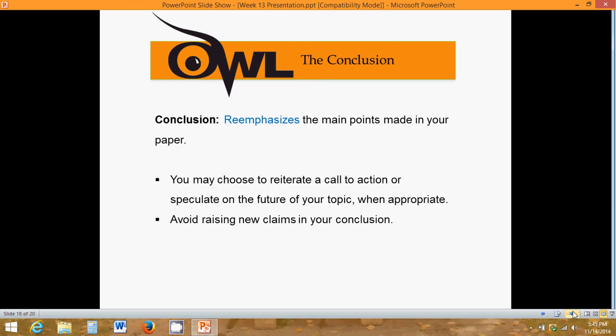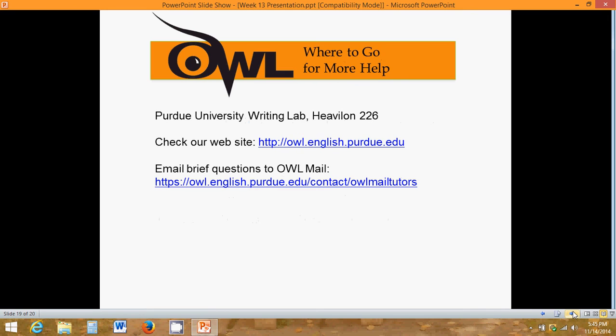So it lets the reader know that the essay is coming to a close, and it could do that in a variety of ways. So, for instance, you can reiterate a call to action or speculate on the future for the topic. I would avoid new information in the conclusion. New information can make the reader feel like the paper should continue rather than stop. So that does not put the essay to bed. So don't raise new claims in your conclusion. You guys could check out these websites.